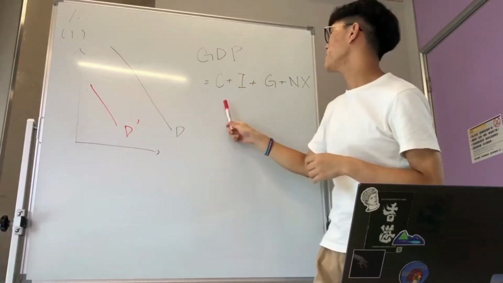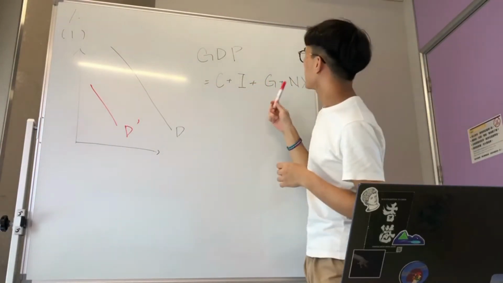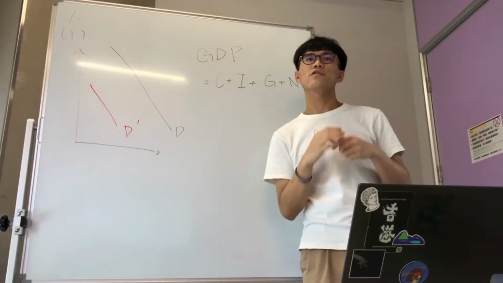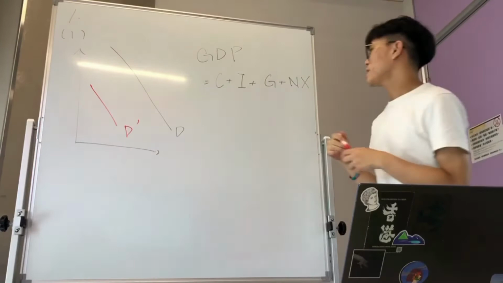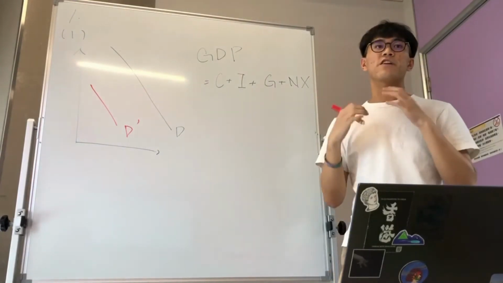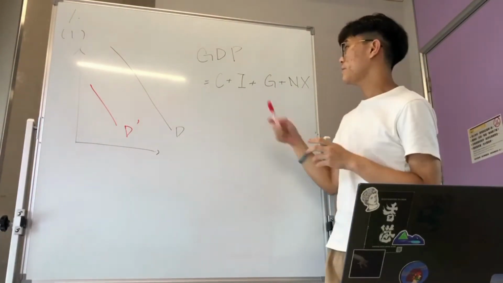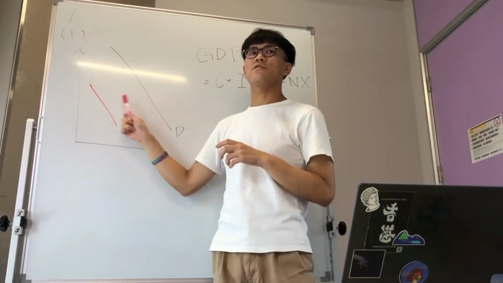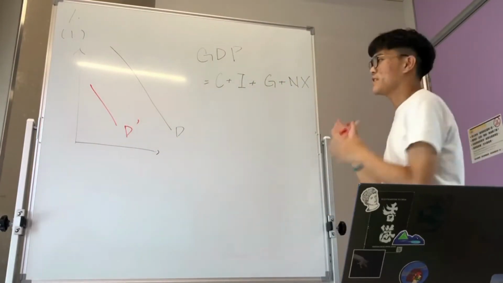GDP equals consumption plus investment plus government spending and next export. And because of this pandemic, all these four factors decrease. Since the shift of the aggregate demand curve depends on GDP, and all of these decrease, this line will shift to the left as GDP decreases.